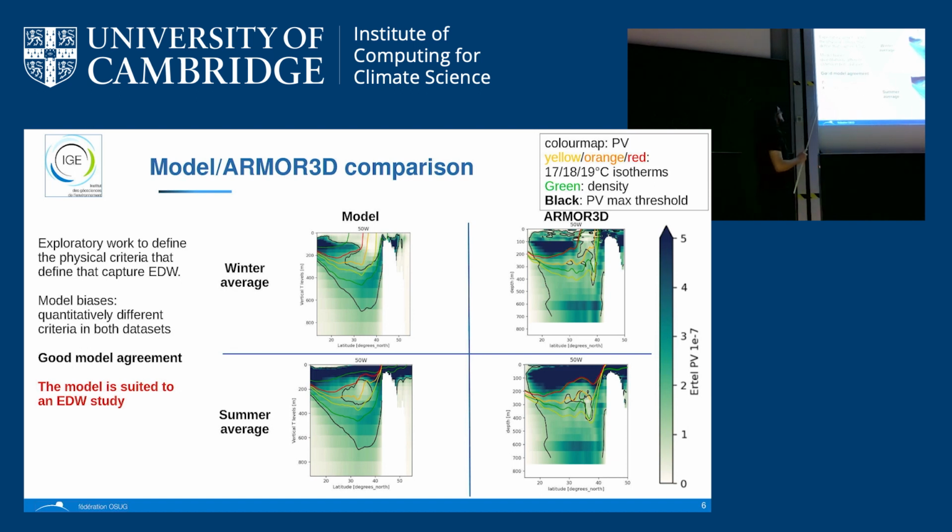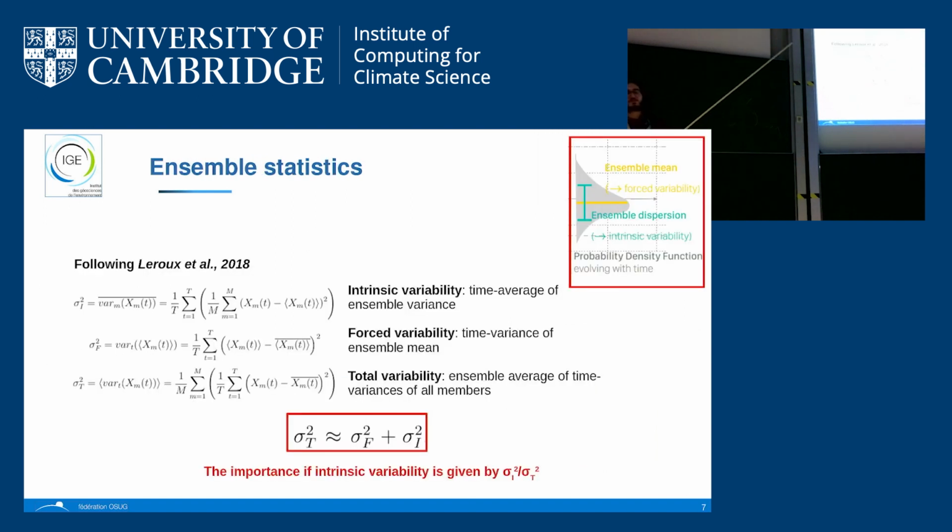The particulars, the quantitative values of potential vorticity and density, are different due to model biases. However, the physical object is the same. It has the same dynamics and it has comparable properties. So we can say things in the model and expect that they make sense in the real world as well. So, hopefully I've convinced you of that.